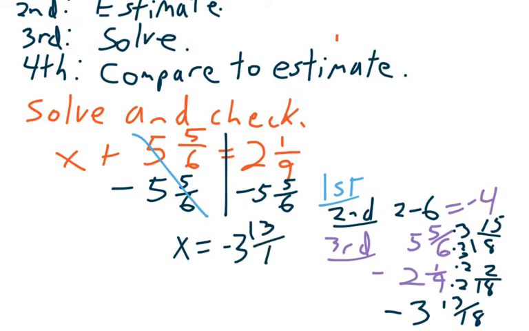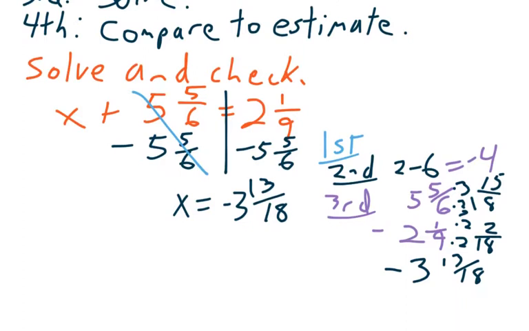And now my last step, I'm just going to check and make sure this makes sense. So for my fourth step, negative 4 is pretty close to negative 3 and 13/18. Pretty close, because the 13 is more than half, since it's greater than 9. So it's closer to negative 4 than it is to negative 3. So these are pretty close, so it checks. Alright, that wraps it up.